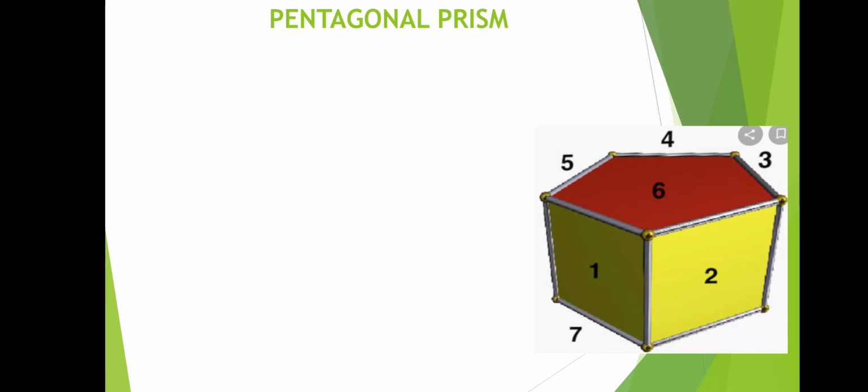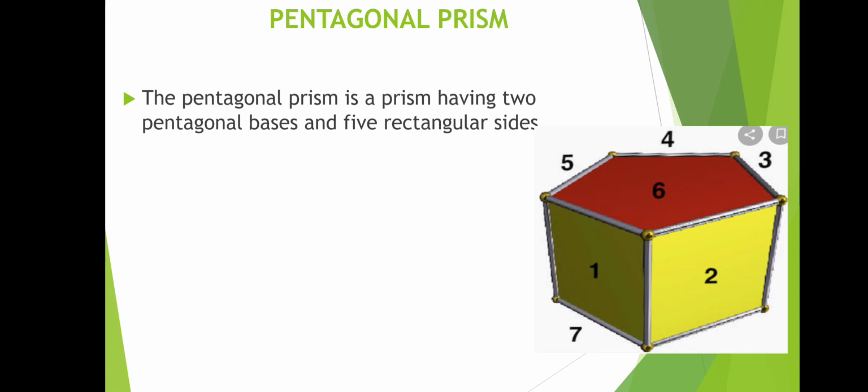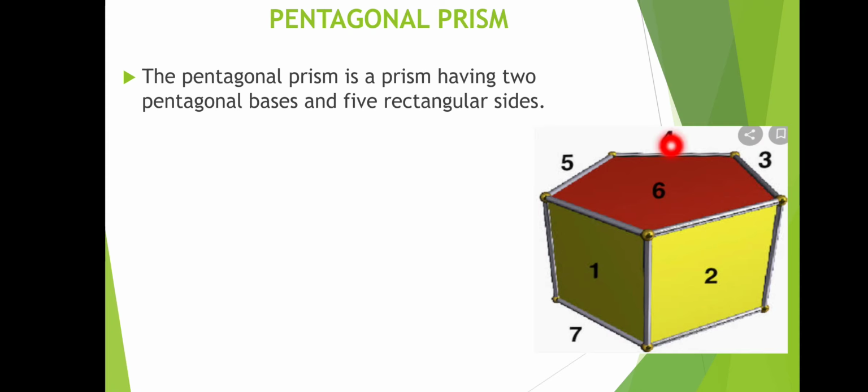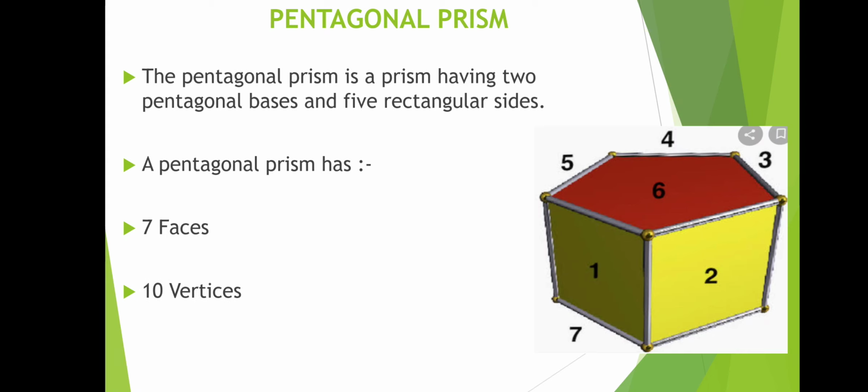Let's move to another prism, that is the pentagonal prism. Penta means 5. So it has 5 rectangles with 2 pentagonal bases. You all can see this base. This is the base. So it has 2, one upper side and one lower side, which is not seen here. So there are 2 pentagonal bases and it has 5 rectangular sides. So all makes a total of 7 faces. And it has 10 vertices and 15 edges.